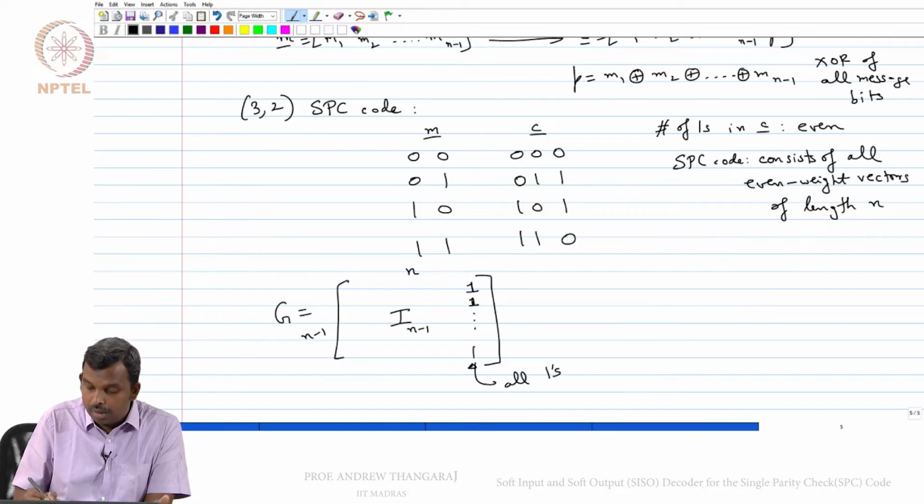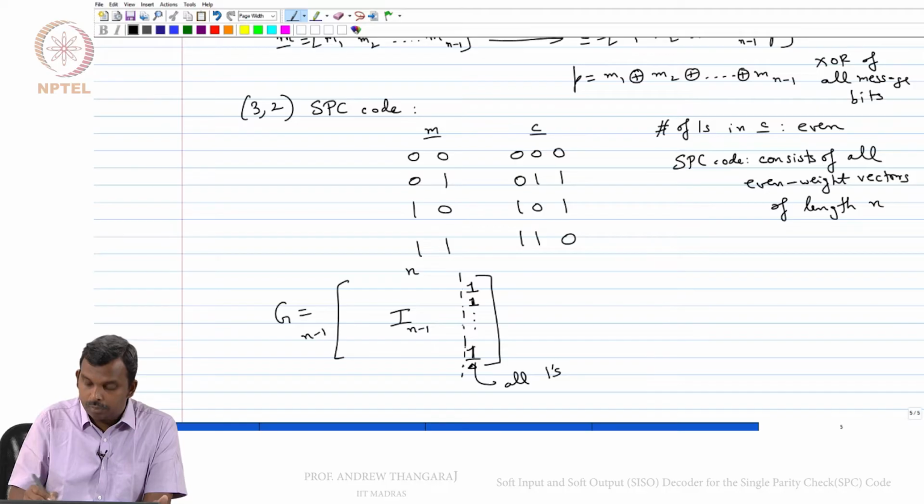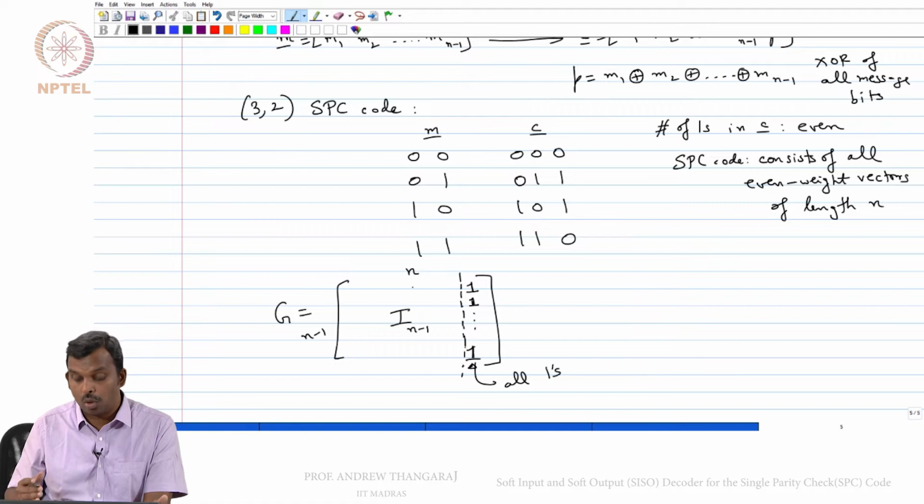Let me write the ones in a distinguished way. You have all ones coming up on the right side. Is that okay? So the identity part is the systematic part, and then you have sort of a division here, and then you have the P part, which is just all ones.